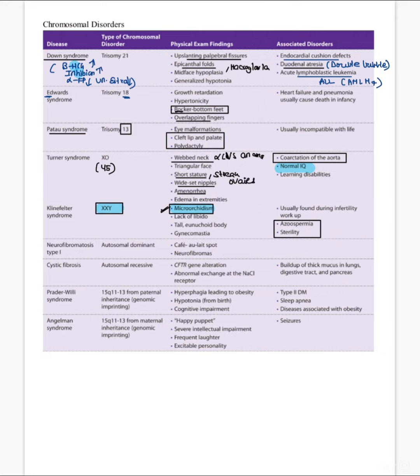Okay, then coming on to neurofibromatosis, that is located on chromosome number 17, and the gene is neurofibromin. Okay, and here you see café-au-lait spots and neurofibromas, and also you see Lisch nodules, guys. Okay, this is again important.